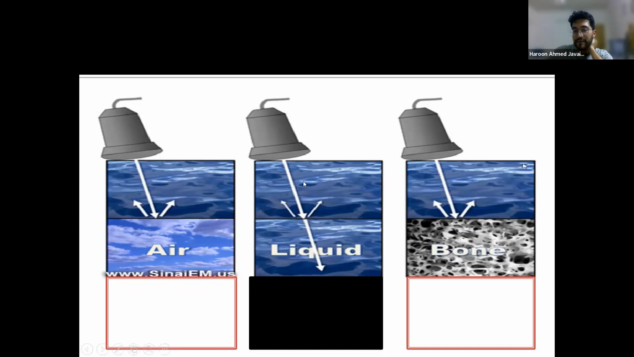Whereas if this is liquid and liquid, the majority is able to pass through because very little is reflected back. Since very little is reflected back, what we see on the detector is black. Cool? Now this is liquid and bone. In the liquid and bone, there is a large change, and again a lot more is reflected, so we're seeing it bright.